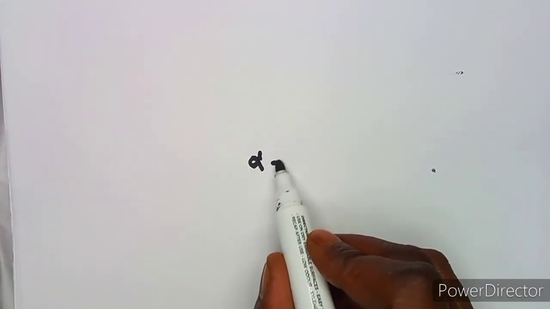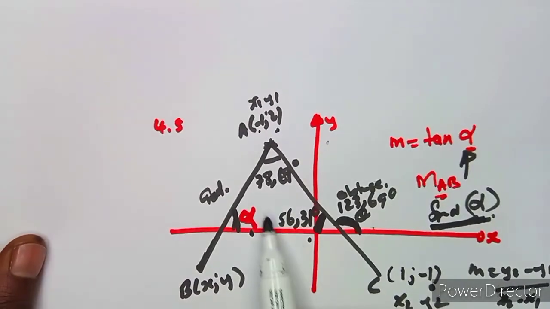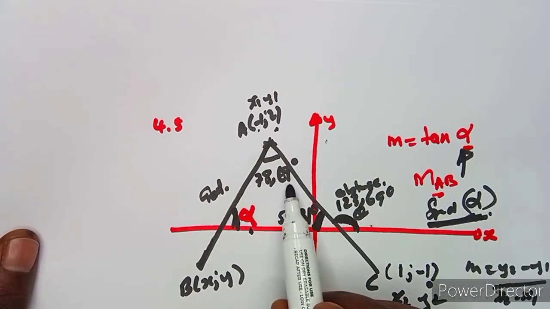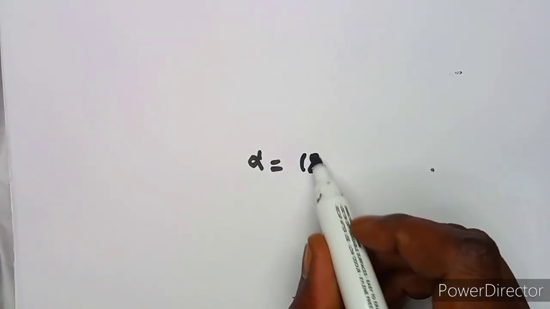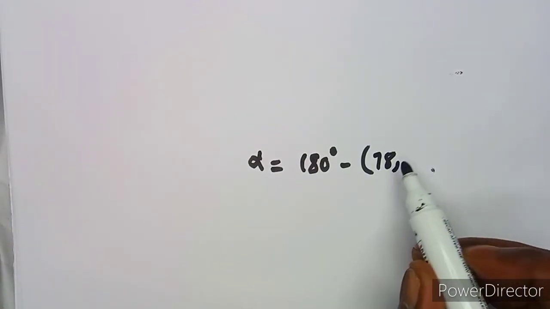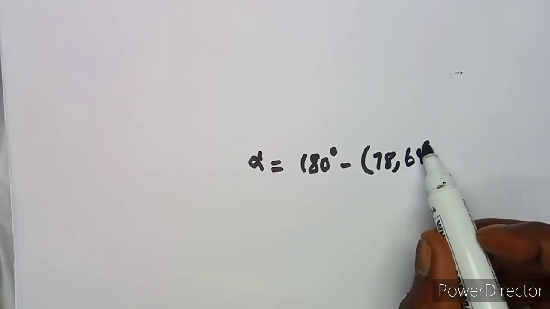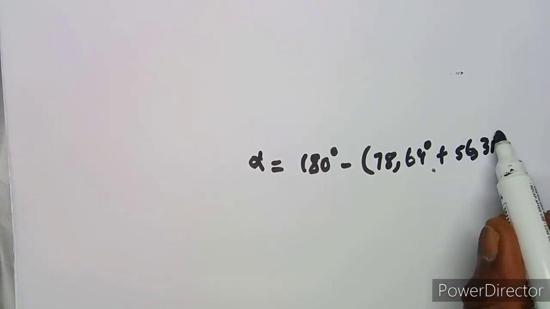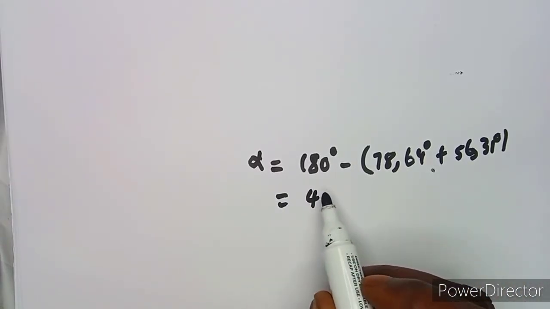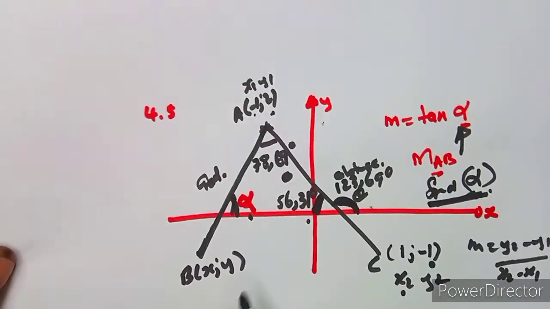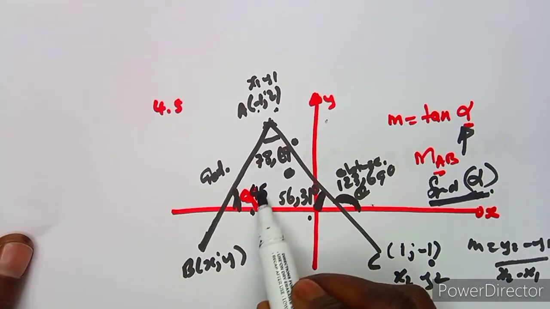So now we are able to find our alpha. How are we going to find this alpha? Remember, this is a triangle. Angles in a triangle add up to 180. So we subtract all these angles from 180, which is 180 minus the two angles, you just combine them together, 78,69 degrees plus 56,31 degrees, and this is going to give you 45 degrees as your alpha. So at least now we know that this angle is 45 degrees.